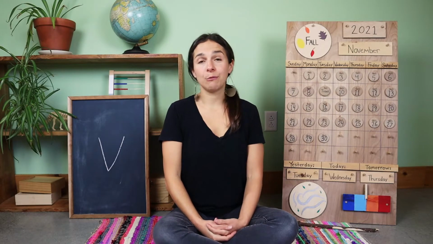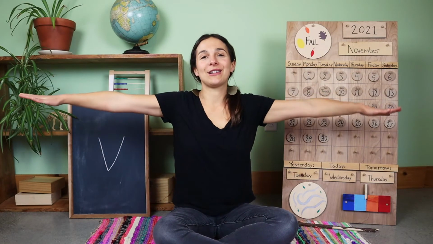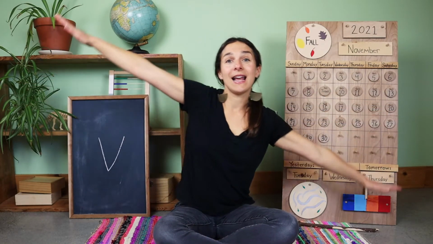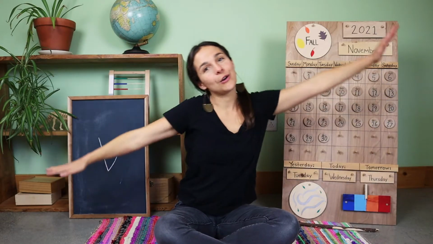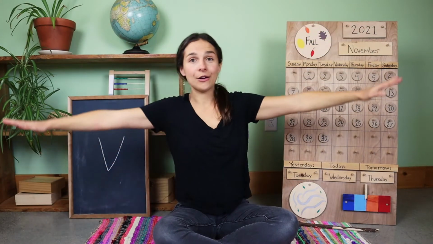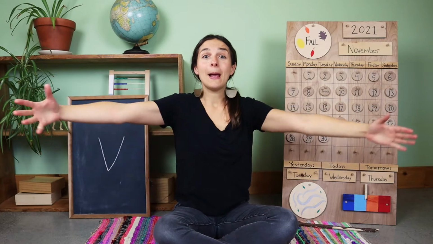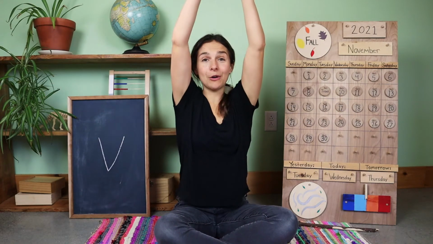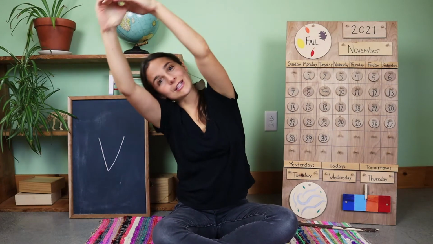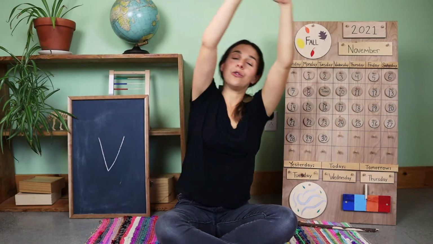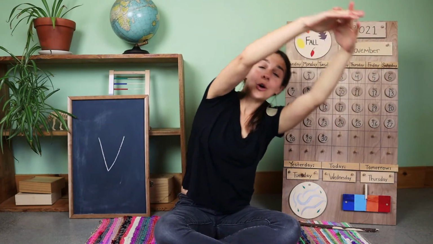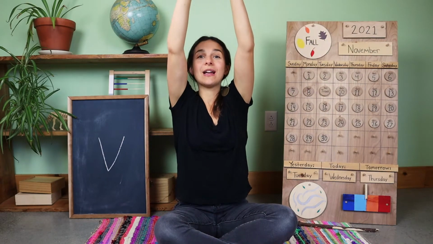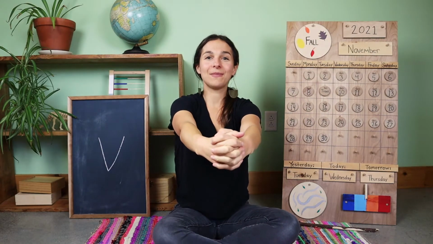Let's start off with our good morning song. We're going to stretch our arms out like airplane wings and fly to one side, over to the other side, fly back to the middle. Big stretch out in front. Now take that circle up over your head. We'll stretch on this side, over to the other side. One last stretch. And now let's sing together.